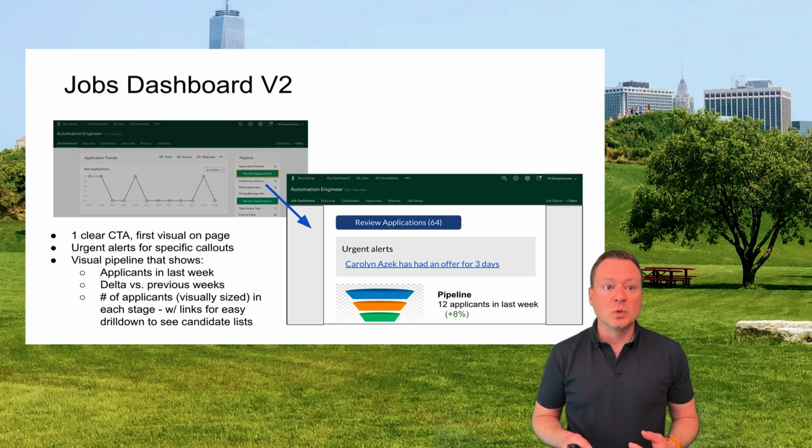But my factors were, let's start with one clear CTA. It's the first visual on the page, and that's the main thing that you click. By default, that's what you're doing. And it shows you how many applications there are. And then urgent alerts for specific things that have come up, like I mentioned. And then a visual pipeline where you can just look at it and you can see how many applicants came in last week, what's the delta versus the previous week, and how is the whole pipeline looking.